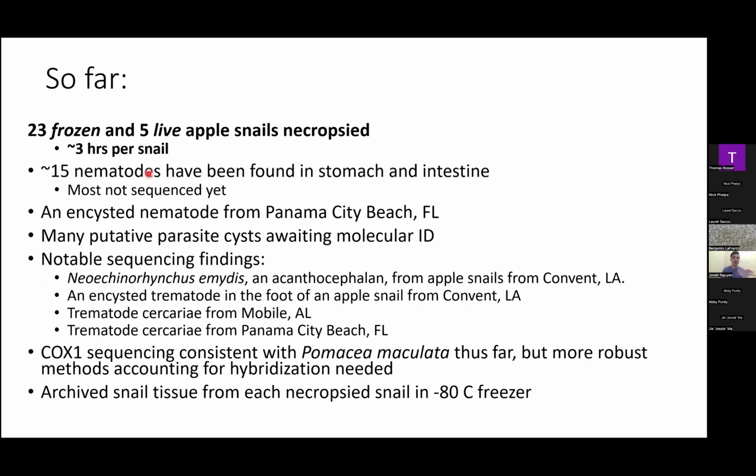I found a lot of nematodes in the stomach and intestine. I haven't sequenced most of them yet, but based on morphology, most of them are probably plant parasitic or free-living nematodes that got consumed by the apple snail, so not really that important. I found an encysted nematode in one that's probably parasitic. It was encysted in the snail, so a parasite of the apple snail. Who knows what it infects next? I need to molecular ID it. I'll go over all these, but I found a lot of putative cysts, which look like cysts of parasites, and then a lot of notable sequencing findings.